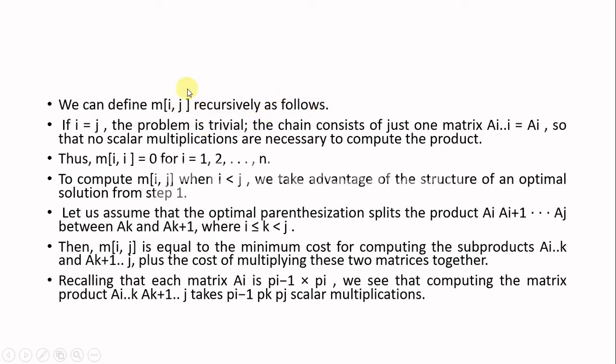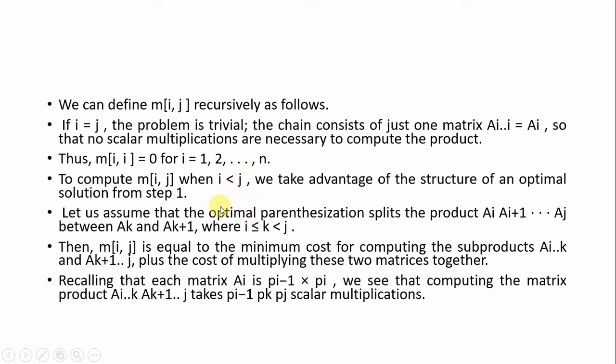Suppose i is equal to j. If i is equal to j, the problem is trivial, because the chain consists of just one matrix, Ai to i, that is equal to Ai, so no scalar multiplications are necessary to compute the product, because there is only one matrix. Thus m of i comma i is equal to 0 for i equal to 1 to n.